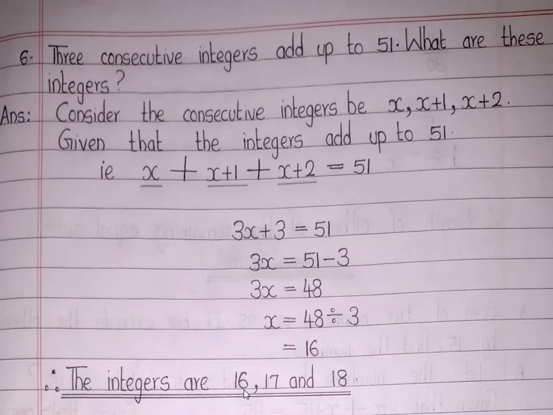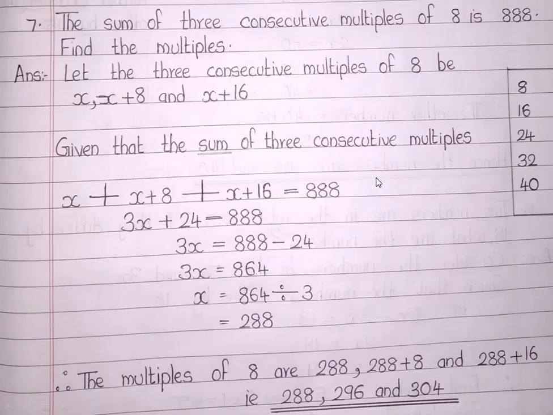So which will be the next two integers? If 16 is the first integer, the next two integers will be 17 and 18. So the 3 consecutive integers are 16, 17 and 18. In this question you have to notice that if you are getting 3 consecutive integers, you will take the integers as x, x plus 1, x plus 2. Such type of questions will come in the exam. We will go to the next question.